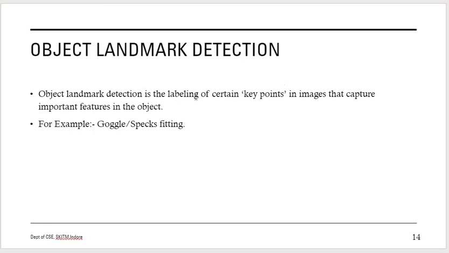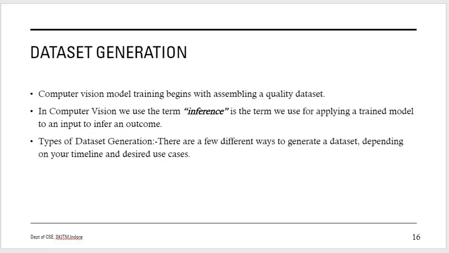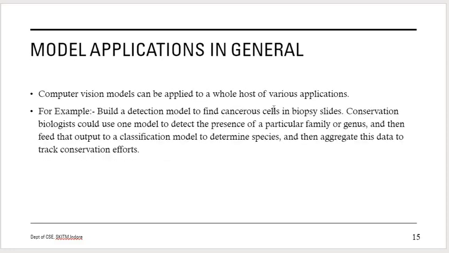Object landmark detection is for labeling certain key points in the image that contain the important features of the object. The computer vision model can be applied to a whole host of various applications, and in particular we are using it in the medical field also.